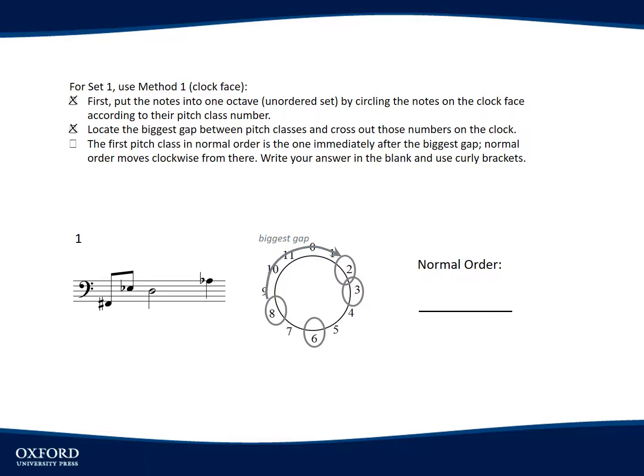The next pitch after that gap moving clockwise will be our starting note in normal order. Our set starts with 2 and moves clockwise to 3, 6, and 8. We write that answer, 2, 3, 6, 8, in the blank and put curly brackets around it to complete the last step.